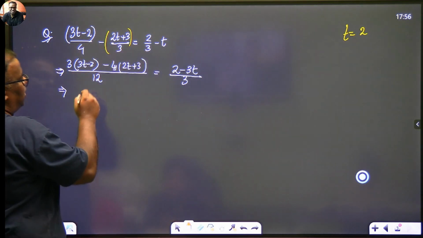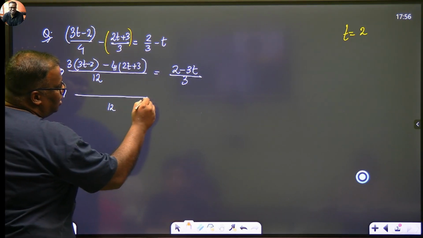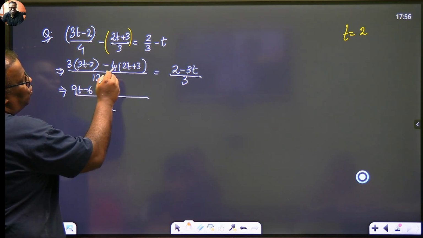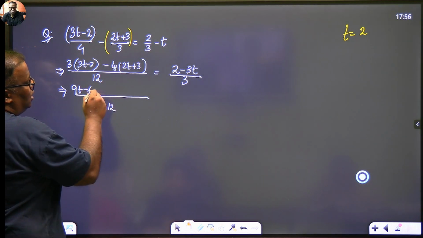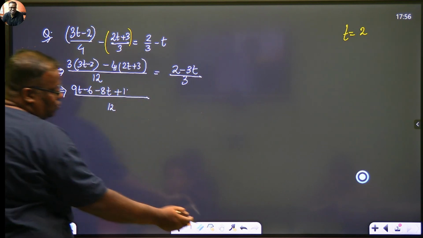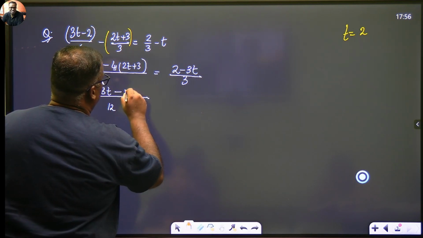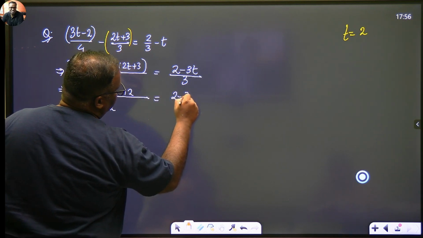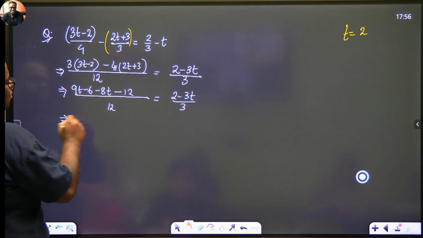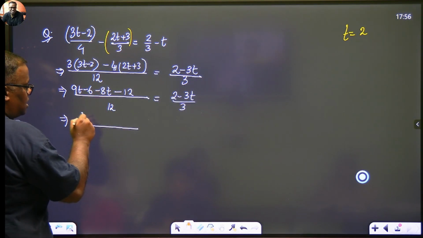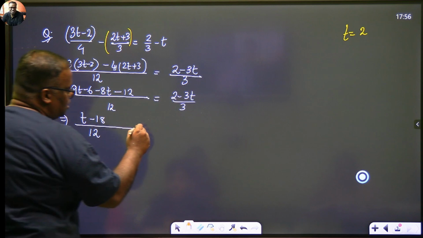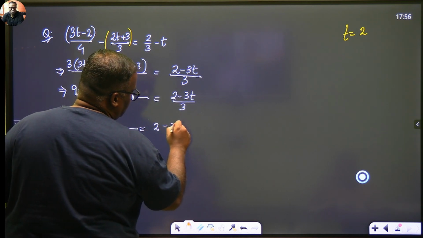Our next step. Now multiply. We have a 12 out here. Agreed? 3 into 3t, 9t. Minus 6. 4 into 2t. Negative 4 into 2t, negative 8t. Negative 4 into 3 is negative 12. इस साइड में क्या है? 2 minus 3t by 3. Agreed? Now let's bring the problem smaller, make it smaller. 9t minus 8t is t. Minus 6 minus 12 divided by 12 is equal to 2 minus 3t by 3.